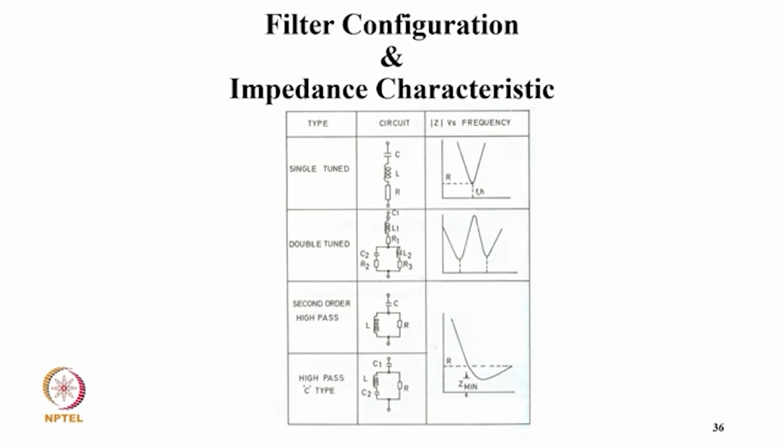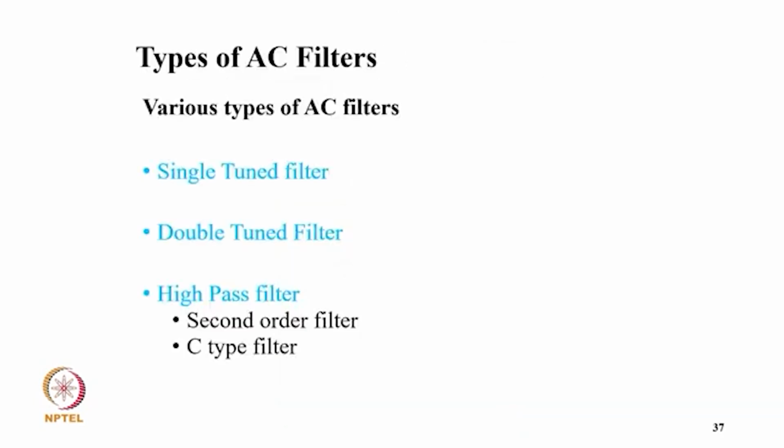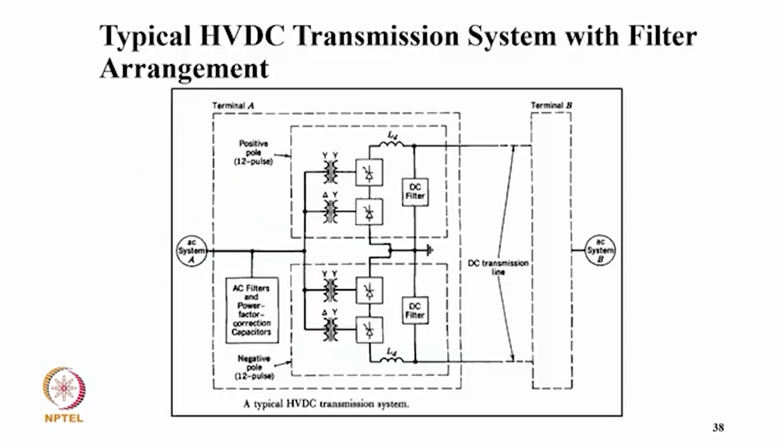And the second order high pass can have a capacitor, inductor, resistance, and the second C pass, that is C1 and L, C2 and R. So this is typically how the high pass works, like with the minimum. So of course the impedance always remains less than R for higher order harmonics, and it can be lesser than even the resistance also, because it's a parallel circuit. So types of AC filters: various types of AC filters, single tune filter, double tune filter, and then high pass filter, second order filter and C type filter.